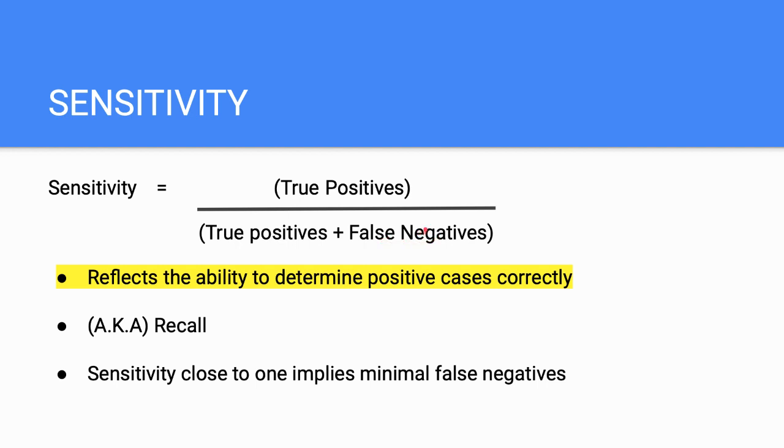Now, sensitivity reflects the ability of a test to identify positive cases correctly. Sometimes it's also called recall. Sensitivity close to 1 means that we have very minimal false negatives.